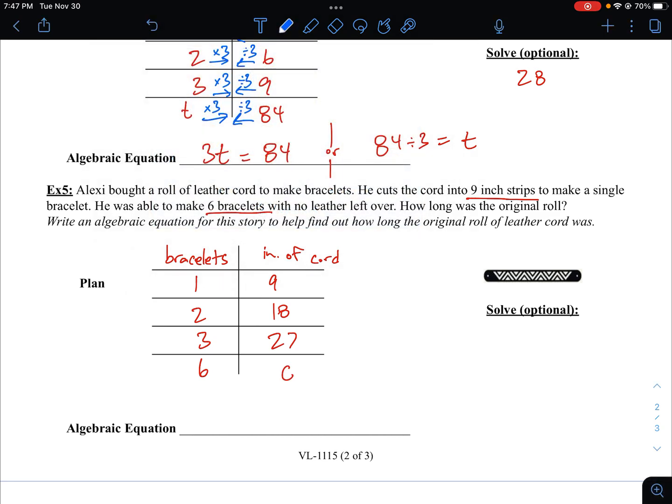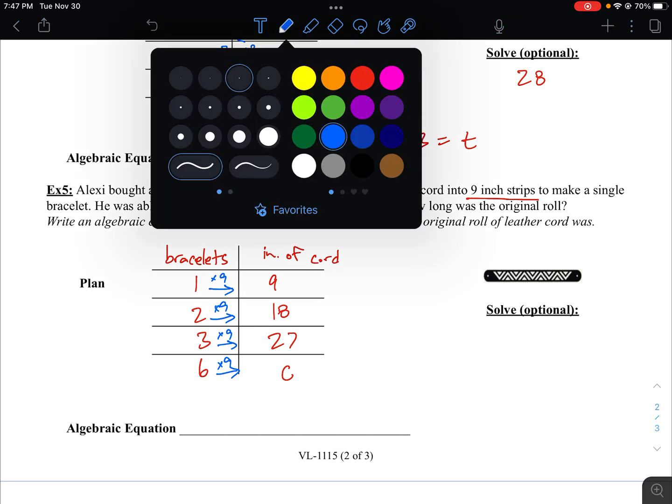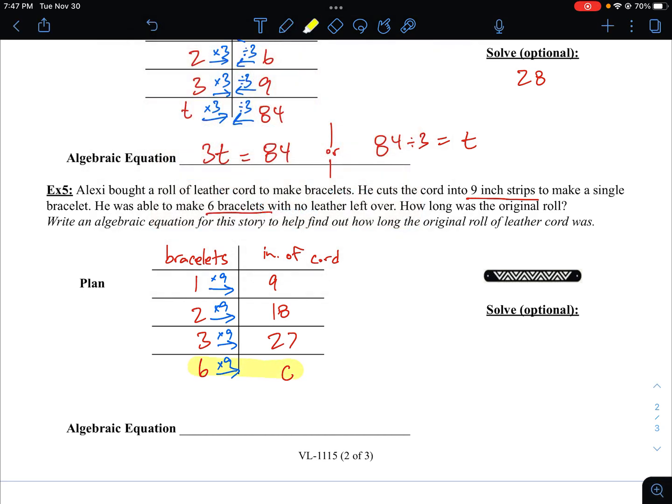So let's look for patterns. How do I get from 1 to 9, or 2 to 18, 3 to 27, 6 to C? Multiply by 9 every time. So that's my equation, the one on the bottom: 6 times 9 equals C. 6 times 9 is going to get you how much cord he used.